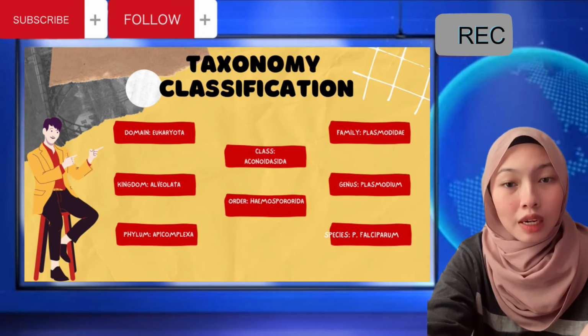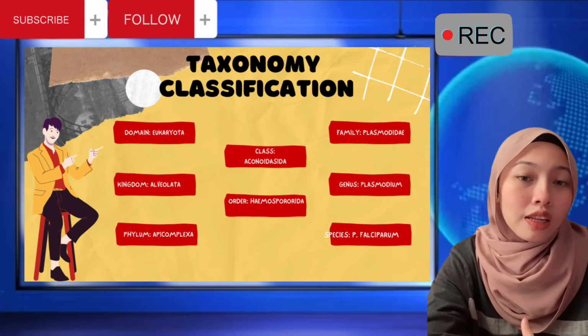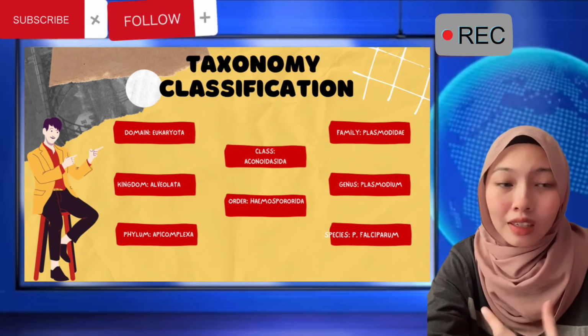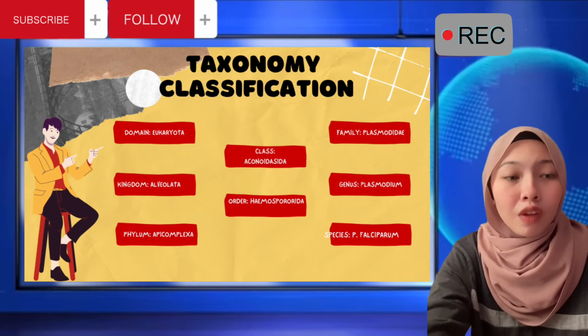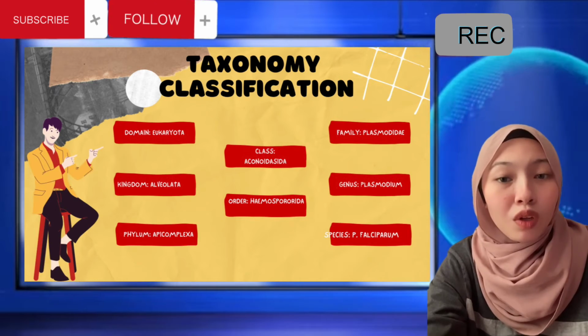So here's the taxonomic classification for Plasmodium falciparum. Firstly, its domain is Eukaryota and it is in the phylum Apicomplexa, which is a large phylum of parasitic eukaryotes. Other than that, it's in the order Haemosporida and family Plasmodiidae. The genus is Plasmodium and the species is called Plasmodium falciparum.